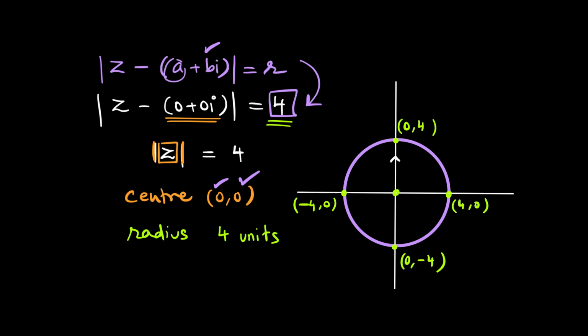That means this particular distance, this particular distance, and this particular distance from the origin to this point in each of the following 4 cases will be 4 units. Now the question is, can we find the Cartesian equation of a circle?